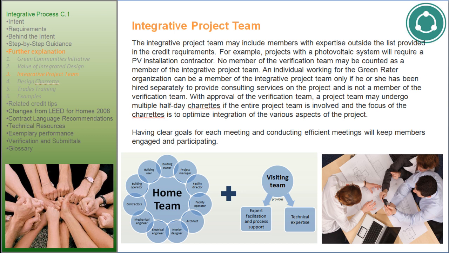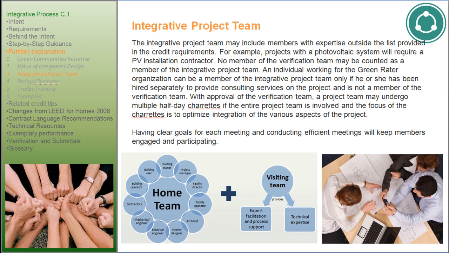Integrative Project Team. The Integrative Project Team may include members with expertise outside the list provided in the credit requirements. For example, projects with photovoltaic system will require a PV installation contractor. No member of the verification team may be counted as a member of the Integrative Project Team.